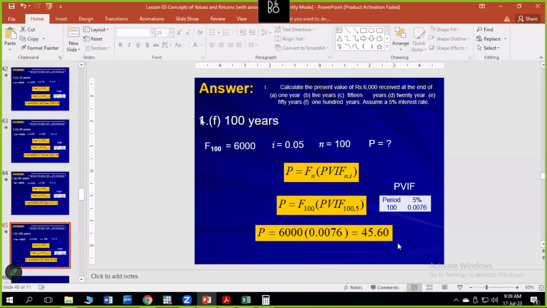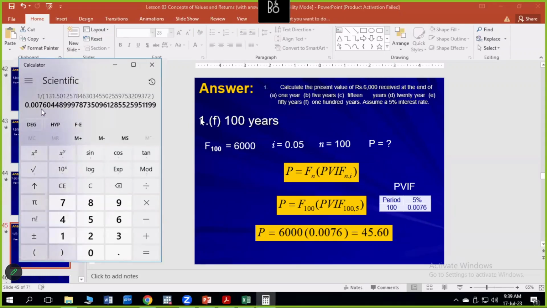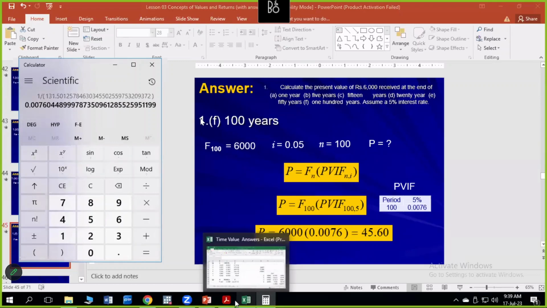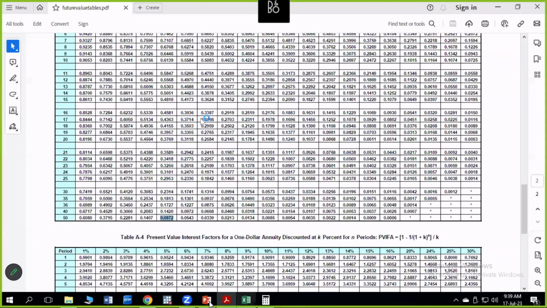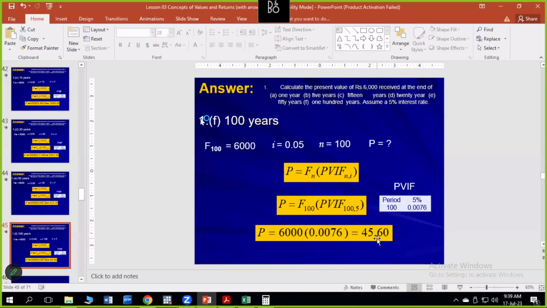If you make any mistake, your answer would be wrong, so you want to recheck that. 0.0076, four digits, is okay. Then you can write the answer: 45 rupees and 60 cents. So 6,000 rupees received after 100 years would have a value today of 45 rupees.